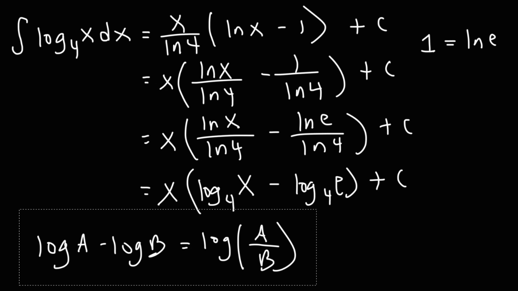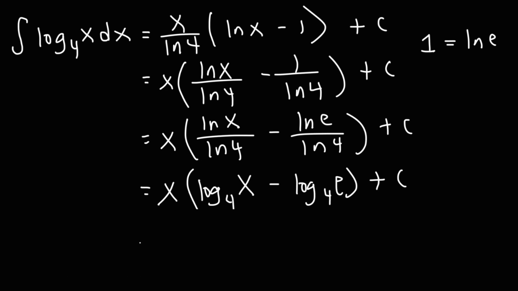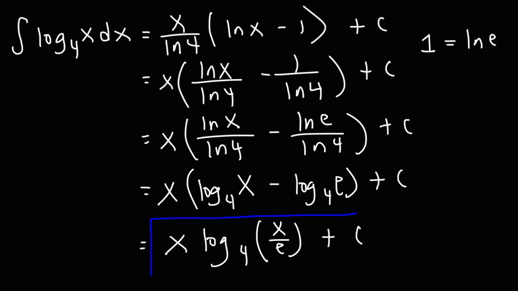So log x minus log e, that's going to equal log x over e with the base 4. And so we get the answer that we had earlier. So it's x log base 4 x over e plus c. So that is the antiderivative of log base 4 of x.